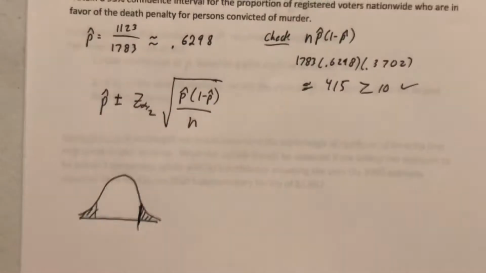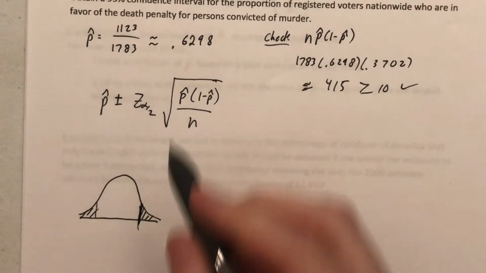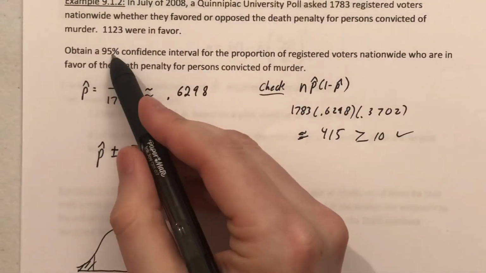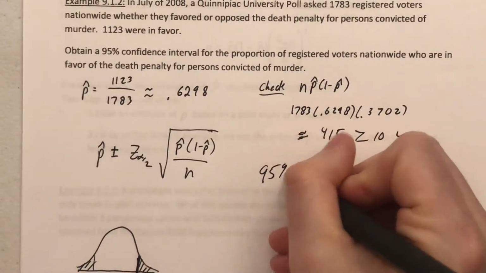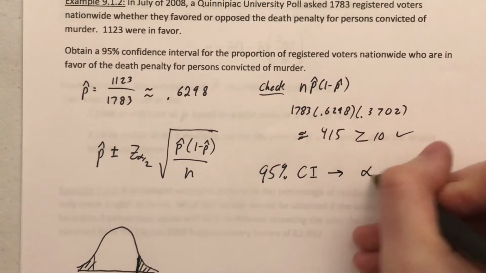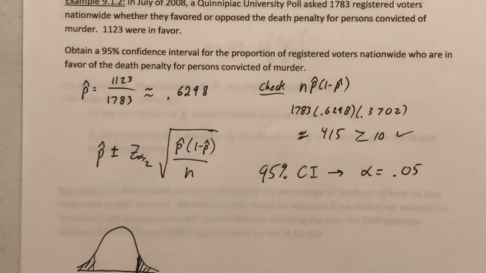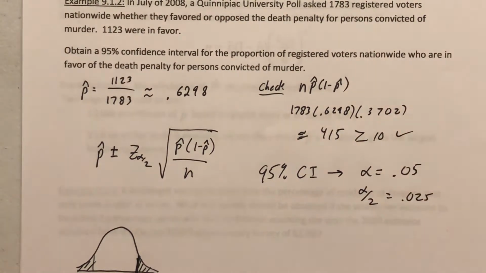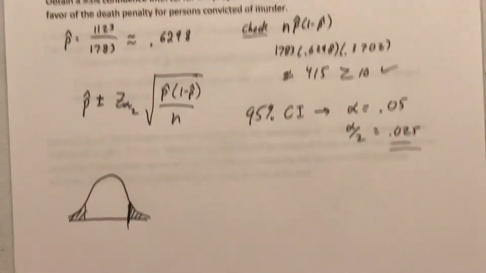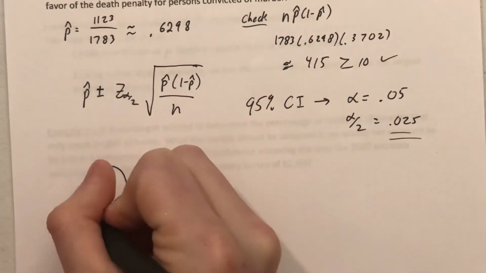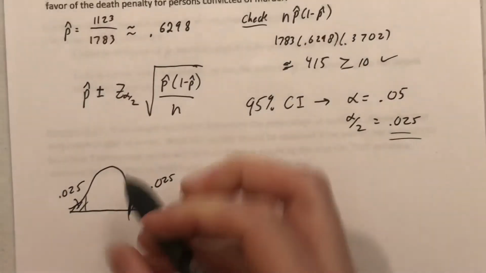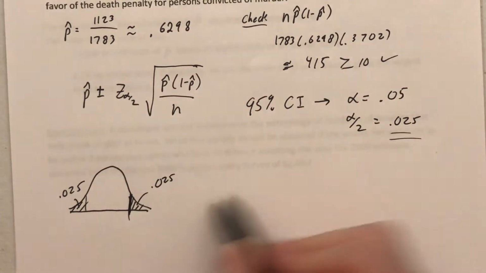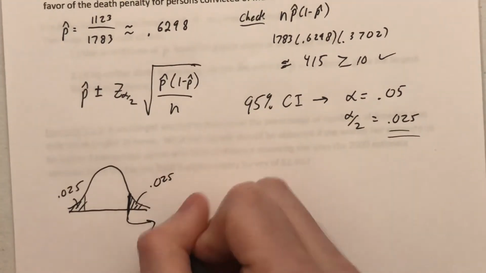We need to find the value of z alpha over 2. Now, to do that, let's go back to the confidence level we want. We want a 95% confidence interval. So for a 95% confidence interval, that means alpha is that other 5%. It's 0.05. But that means half of alpha is 0.025. So that is the area that we want to consider in each of those tails. This is supposed to be z alpha over 2, the z-score with alpha over 2 to its right. So this is the value we want.